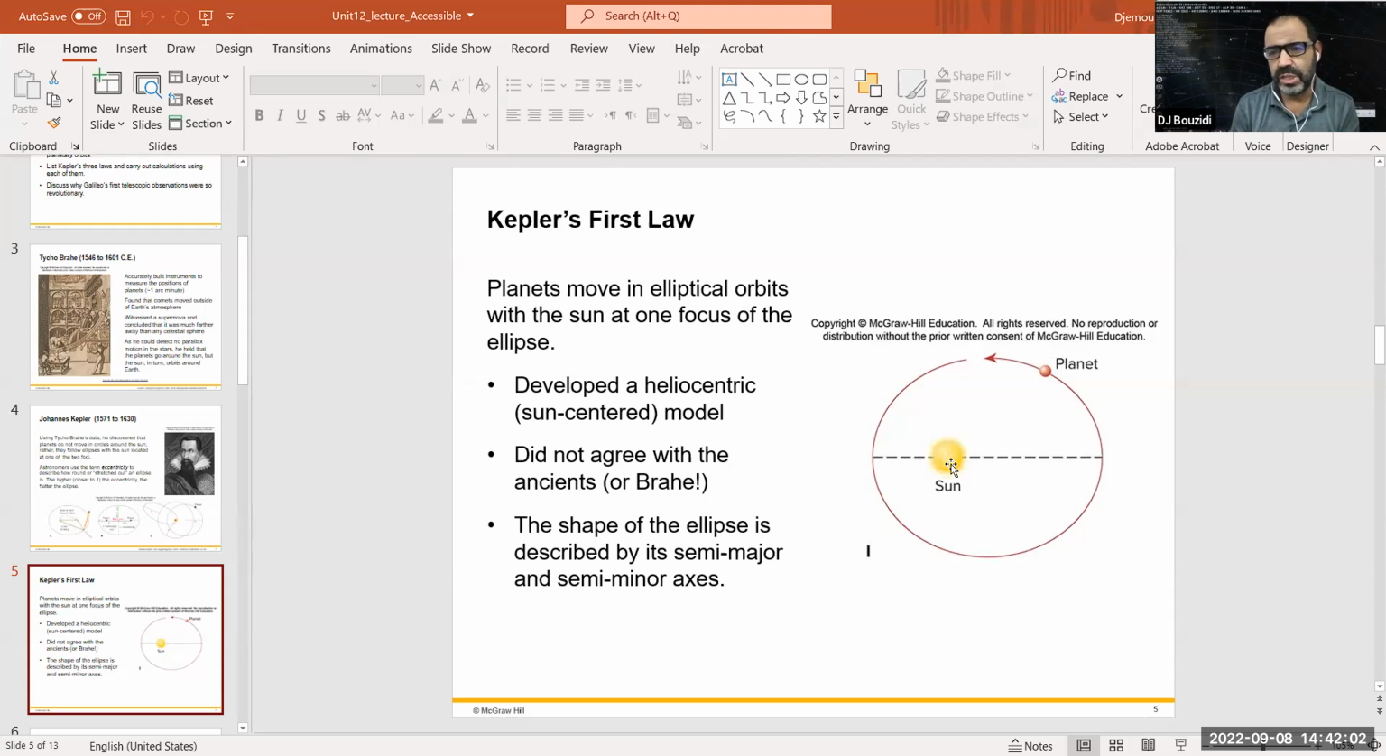This picture is highly exaggerated. The sun is so big. And these paths, at least for most of the planets, are extremely close to circular paths. They're not exactly circular paths, but close enough. The two focal points actually are inside the sun.